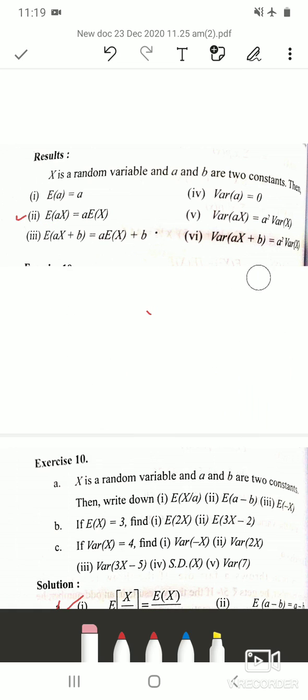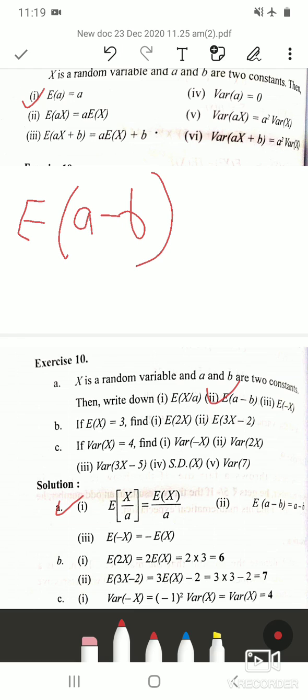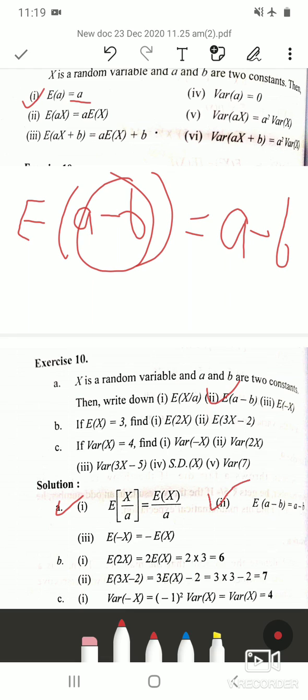So the next sub question is expectation of a minus b. Here this is of the form of the first result, that is expectation of a. So in place of a we have a minus b. Both a and b are constants. Therefore we know expectation of a is the constant itself, that is a. So in place of a we have a minus b. Therefore using the result we will get expectation of a minus b as a minus b itself.